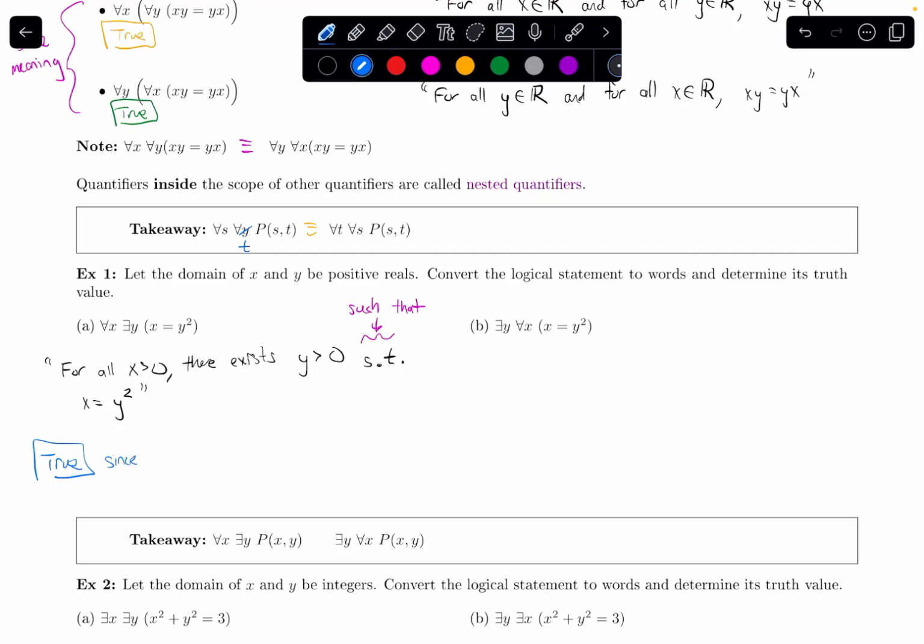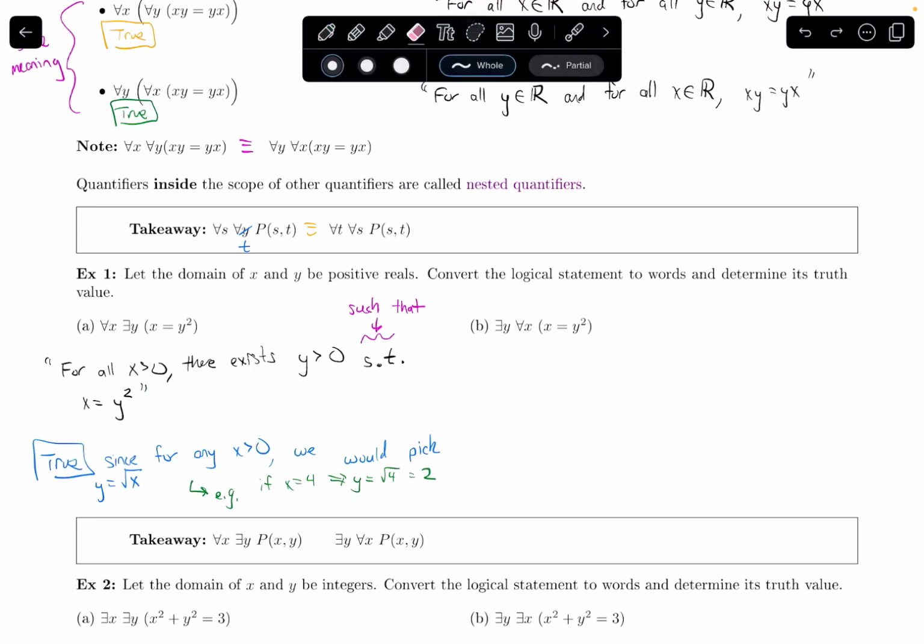For any positive x that we pick, for any x that's greater than 0, what would y be? Well, we would pick y to just be equal to the square root of x. And that's going to be fine to do because x is greater than 0, so we won't run into the square root of a negative being undefined. So for example, if x was 4, then y would just be the square root of 4, which is 2. And that would satisfy this equation.